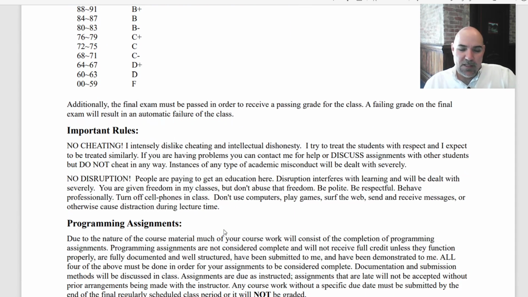Important rules: don't cheat. I really don't like intellectual dishonesty, people who cheat to get ahead. I think that integrity and honesty are important virtues, things that illustrate a lot about somebody's character. And people who lie or cheat or manipulate in an attempt to get ahead in life, I'm not going to take kindly to people who are trying to lie to me or cheat me. And so I offer you respect, and I expect to be treated similarly, and that means don't cheat, don't lie to me, don't try to pull a fast one and get one over on me to help your grade.